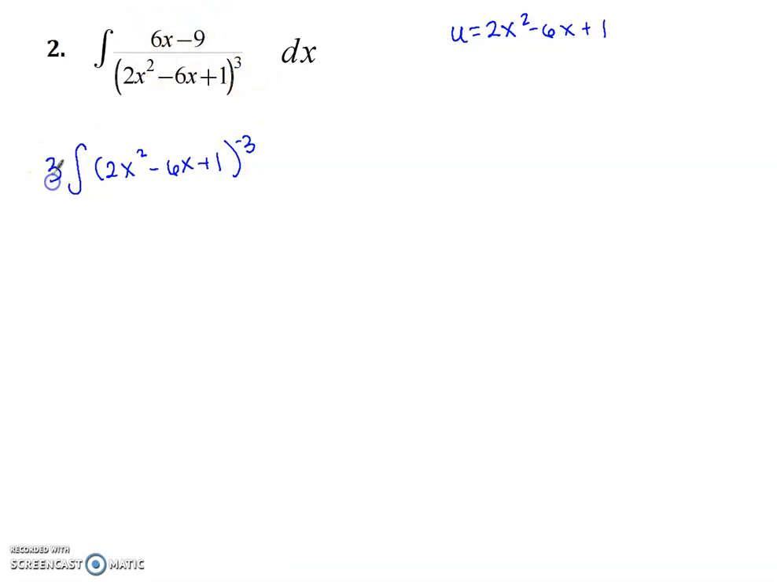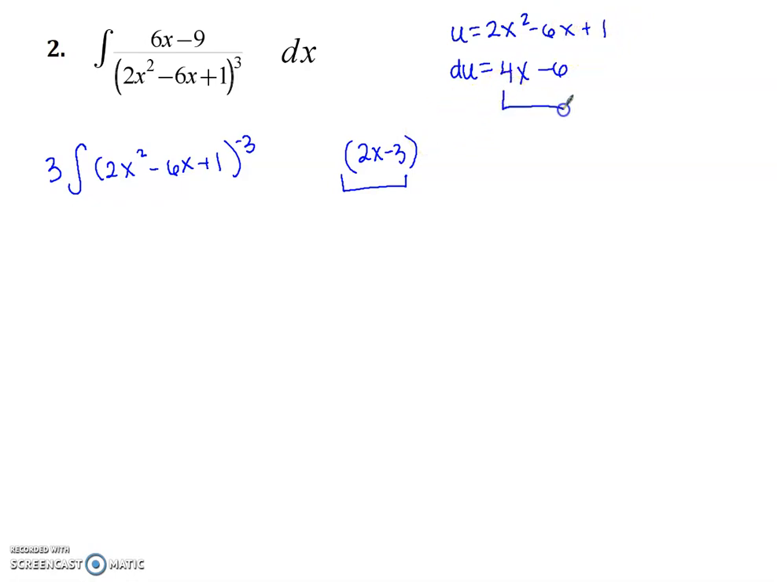I can GCF a 3 out of that. So I'm going to take the 3 out of this. What I'm left with is a 2x minus 3. So this needs to match du. So now I'm going to take the derivative of that. So that's just 2 times 2, 4x to the first, minus 6x, and then the 1's going to go away when we take the derivative.